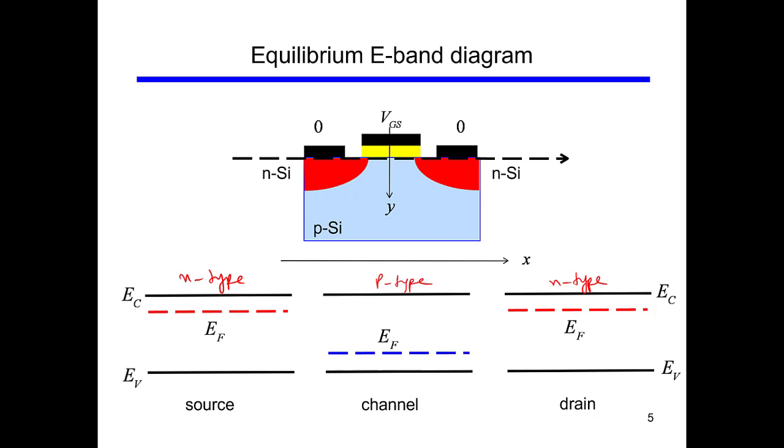We already know that the Fermi level of the n-type is near the conduction band, and the Fermi level of p-type is near the valence band. Same on the drain side, it is an n-type material, so the Fermi level is near the conduction band. So this is the energy band diagram of all the three regions, but separately. What happens if we join them together?